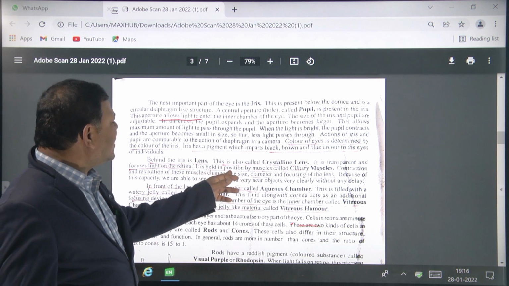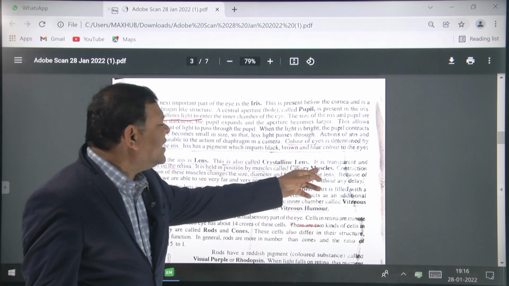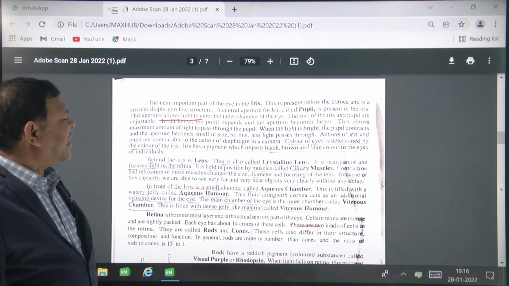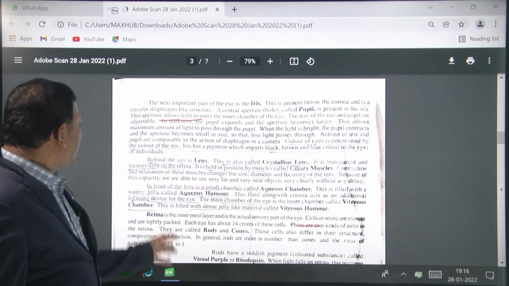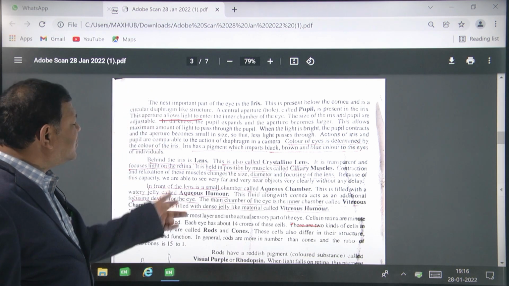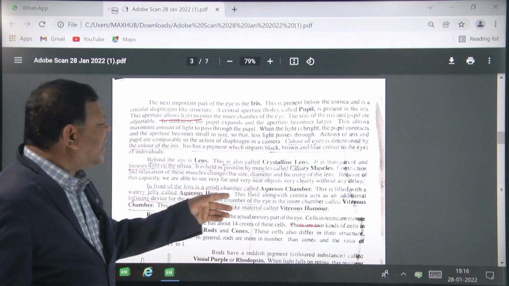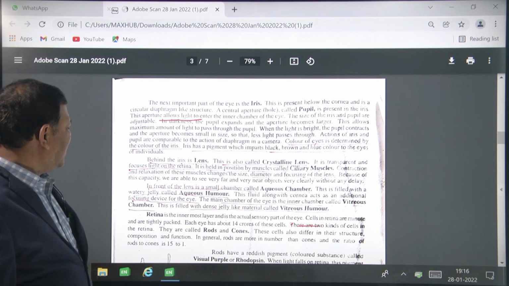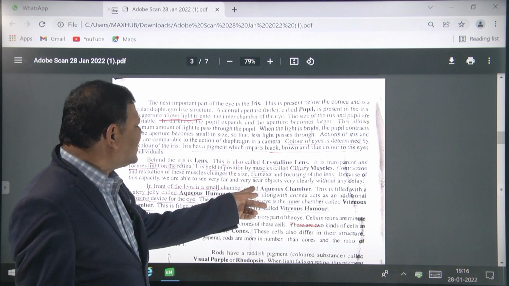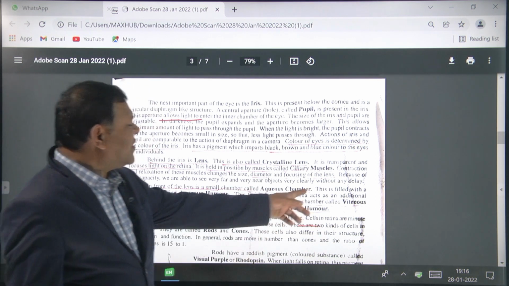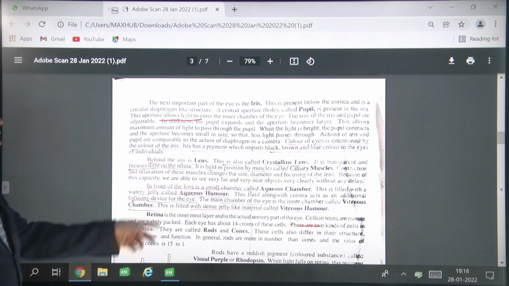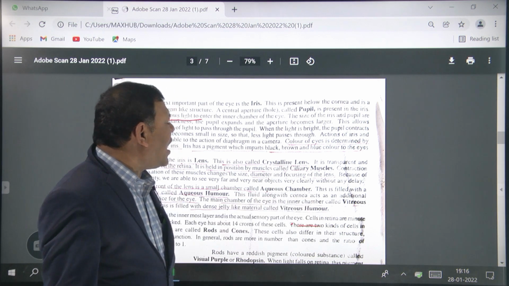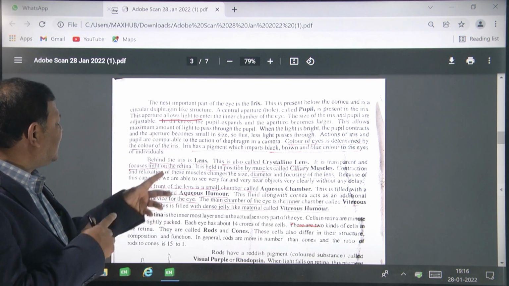It is held in position by muscles called ciliary muscles. Contraction and relaxation of these muscles change the diameter and focusing of the lens. Because of this capacity, we are able to see very far distance and very near objects very clearly without any delay, because of the ciliary muscle. In front of the lens, a small chamber is called the aqueous chamber. This is filled with a watery jelly called aqueous humor. This fluid along with the cornea acts as an additional focusing device for the eye.